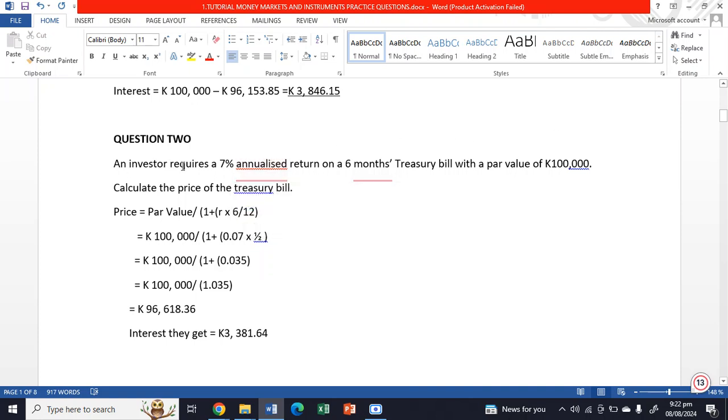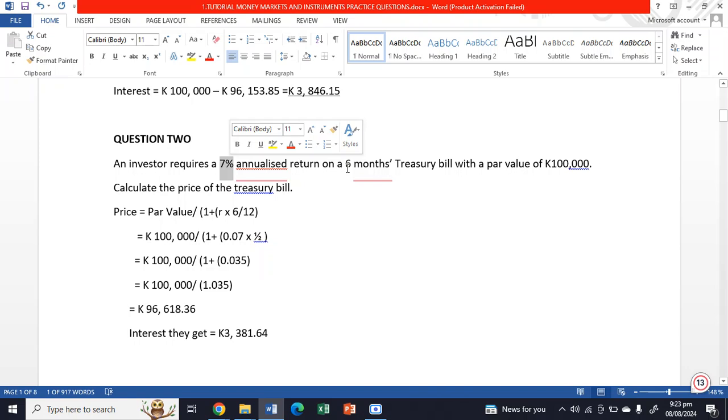An investor requires a 7% annualized return on a 6 month treasury bill with par value of 100,000. Calculate the price of the treasury bill. Okay, so this treasury bill matures after 6 months, not after a year. So we're going to need to adjust this rate because this 7% represents, if you hold this treasury bill for a year, your return is 7%, but we're only holding it for 6 months.